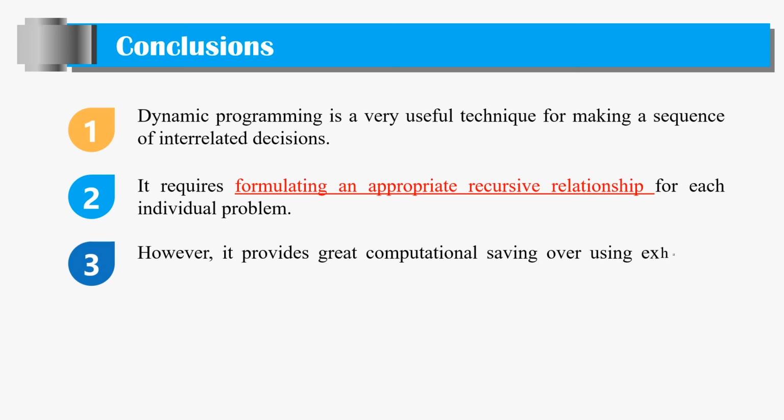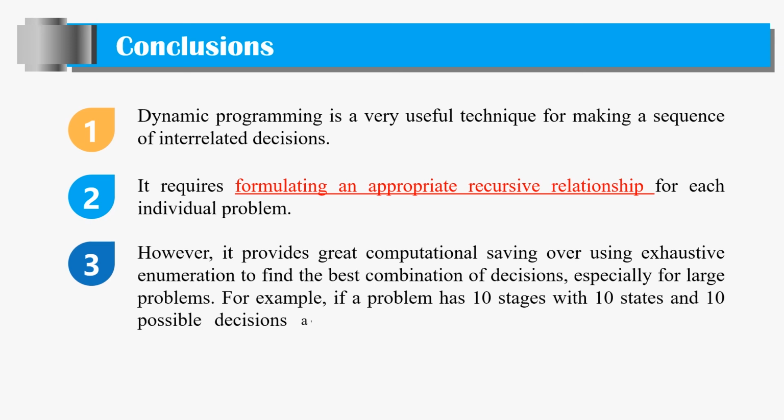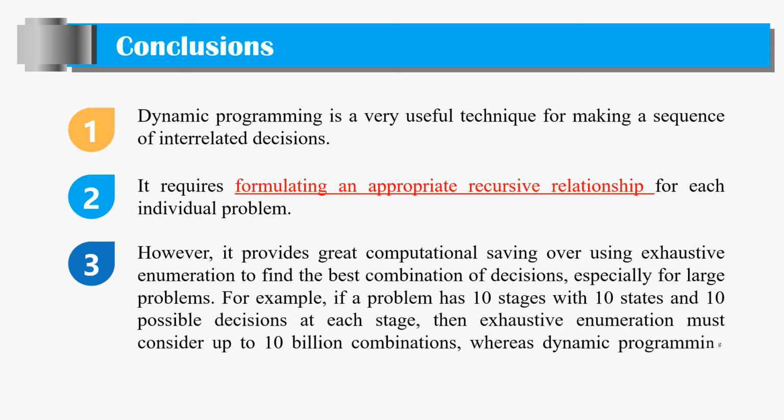However, it provides great computational savings over using exhaustive enumeration to find the best combination of decisions, especially for large problems. For example, if a problem has 10 stages with 10 states and 10 possible decisions at each stage, exhaustive enumeration must consider up to 10 billion combinations, whereas dynamic programming needs to make no more than 1,000 calculations.